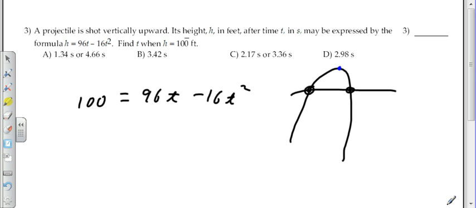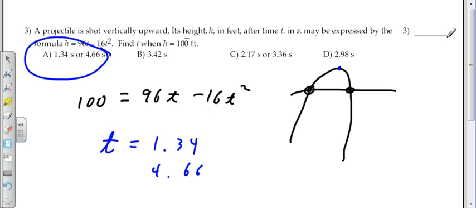Okay, so we're back to normal. And, all right, so what was I going to do? I was going to put in a minus 16 for my A, and a 96 for my B, and a minus 100 for my C, and tell it to solve. And it tells me that my time is going to be 1.34, and my second time is going to be 4.66. 1.34, 4.66. So I would go with A under that situation.